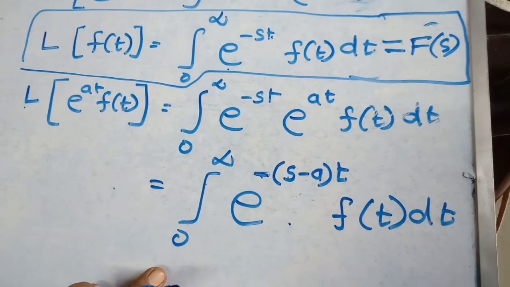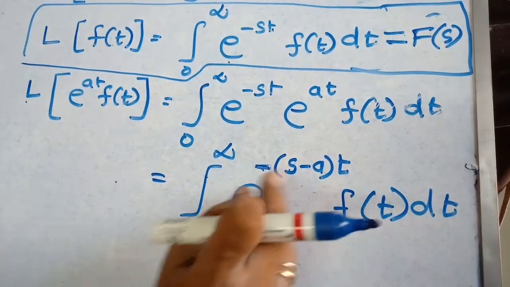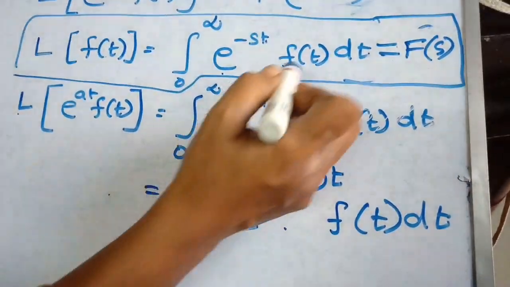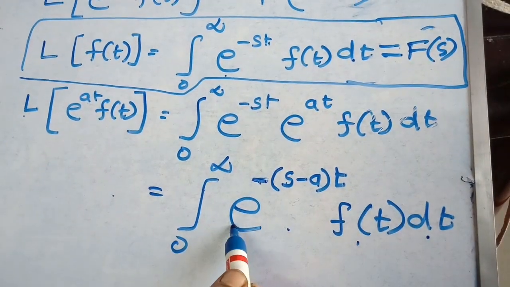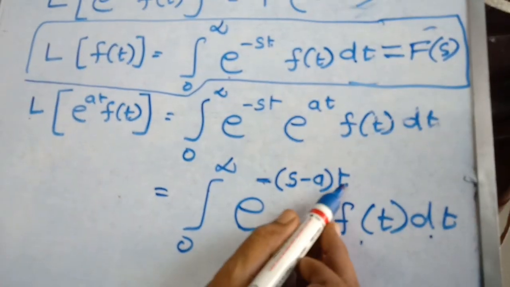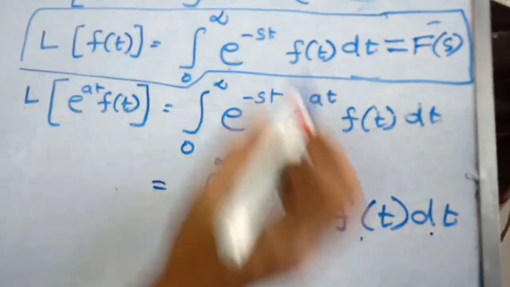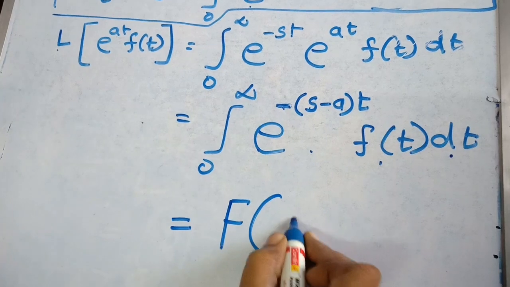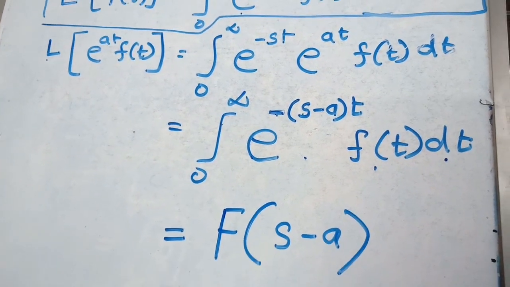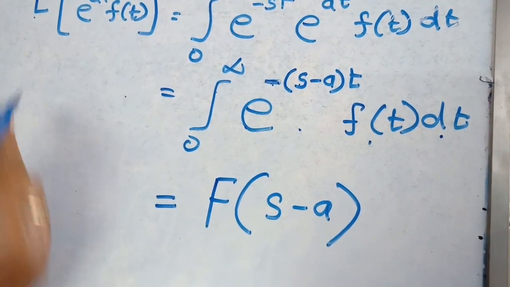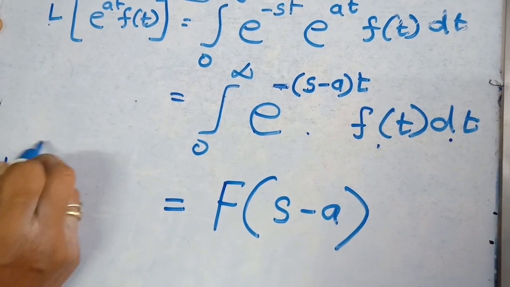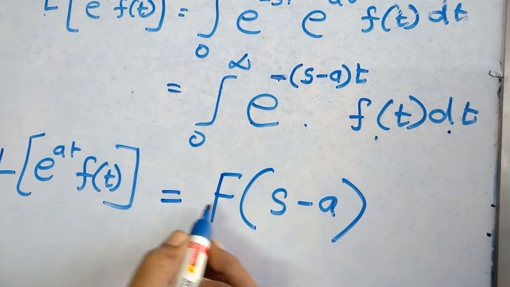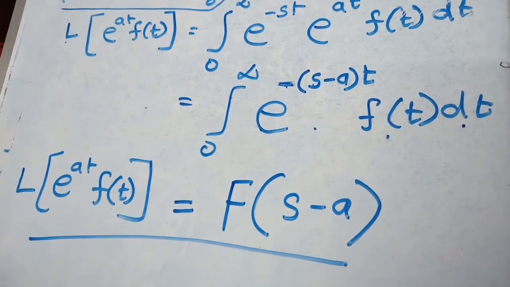Compare these two. So both are the same, 0 to infinity e power. In the place of s I have s minus a. All the other things are the same, f of t dt, e power minus st. The coefficient of minus t here is s minus a. So I can simply represent this as F of s minus a by the definition of Laplace transformation. So this is the shifting property: L of e power at f of t is F of s minus a.